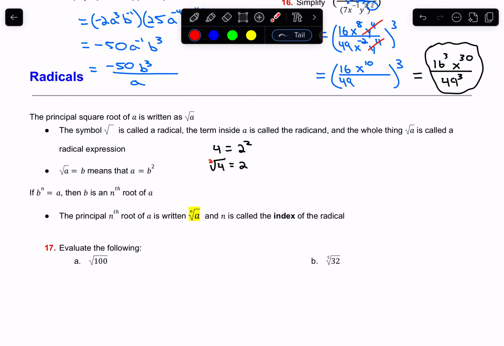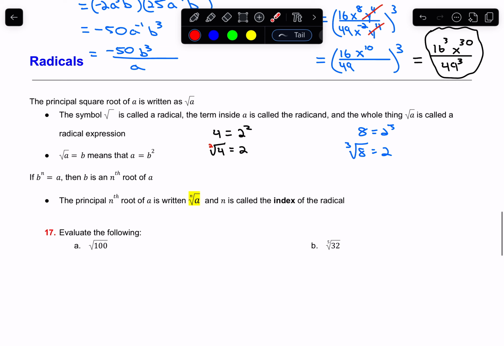And so hypothetically, if we have something that looks like 8 is equal to 2 cubed, we could then say that the cube root of 8 is equal to 2, where notice the 3 on the outside matches the 3 on the 2 over there.